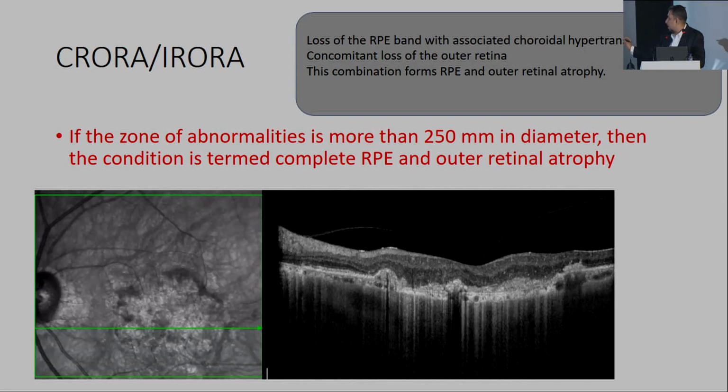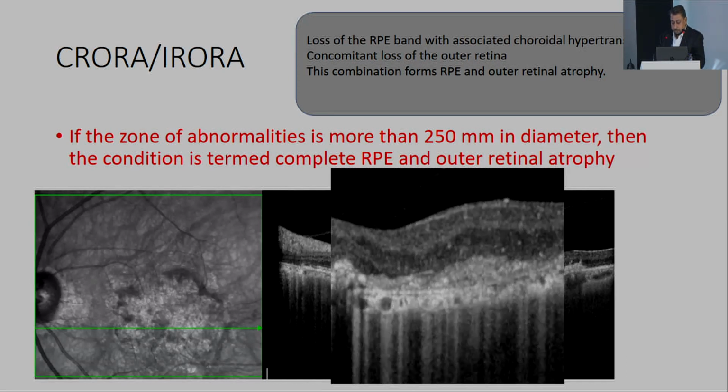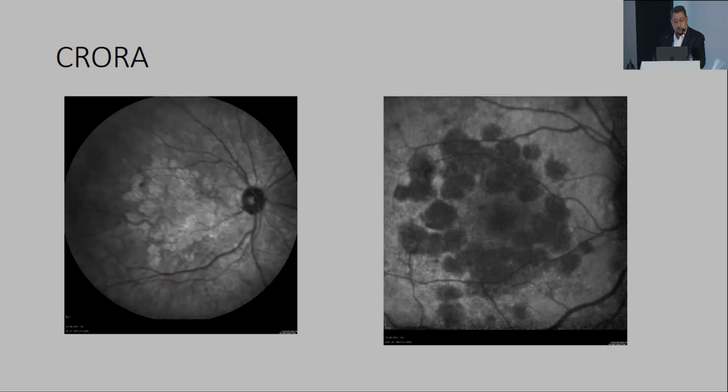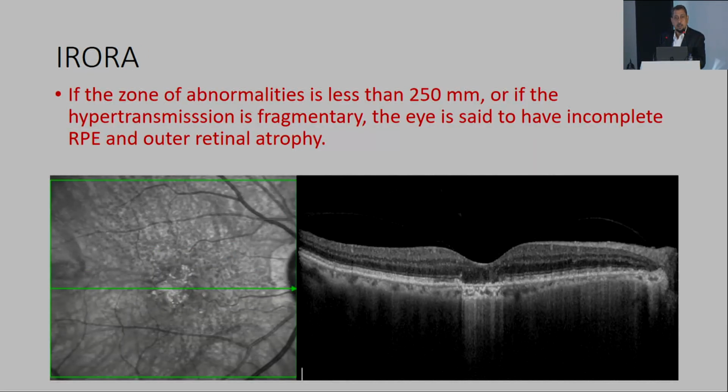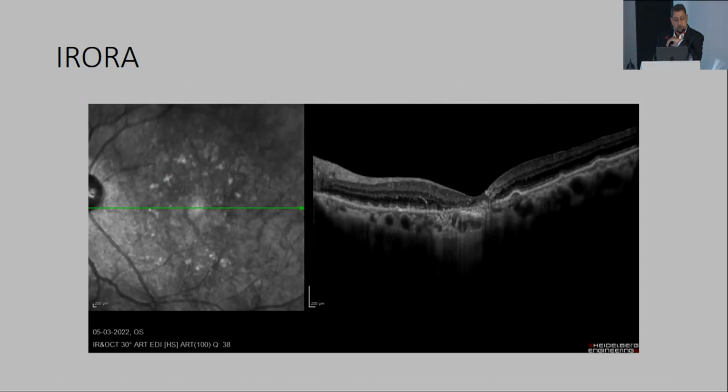C-RORA is when you have a contiguous area of more than 250 microns where there is no outer retina, no RPE, and there is hypertransmission. You see that the light is transmitted, and that's called hypertransmission of more than 250 microns. This is an example when you see geographic atrophy with extensive transmission of more than 250 microns. This is called C-RORA, complete RPE and outer retinal atrophy. And then you have I-RORA, or incomplete, when it is less than 250 microns. It's a small area of atrophy. So geographic atrophy is given two names, C-RORA and I-RORA.